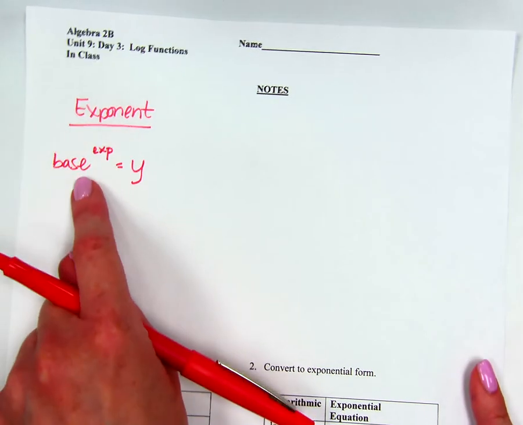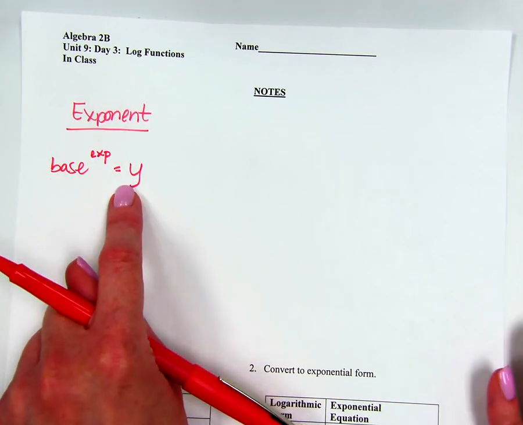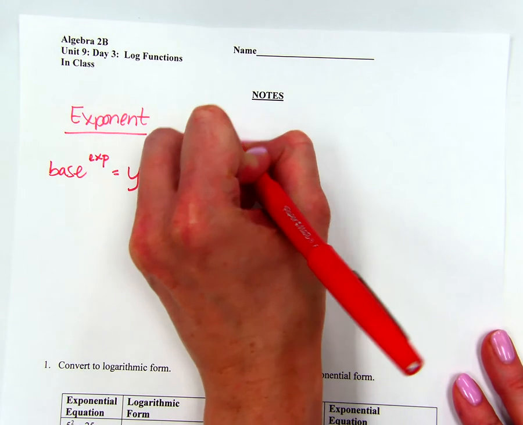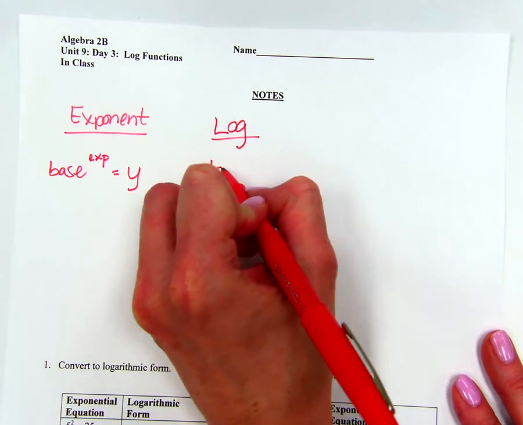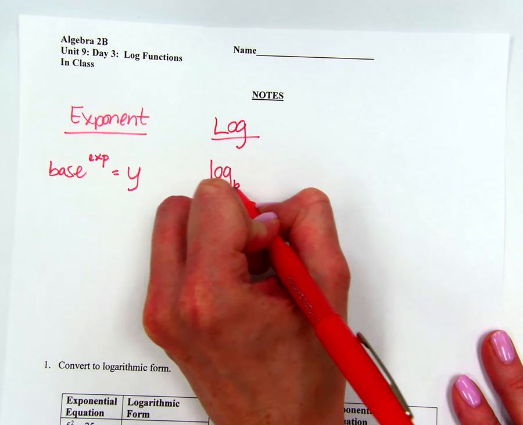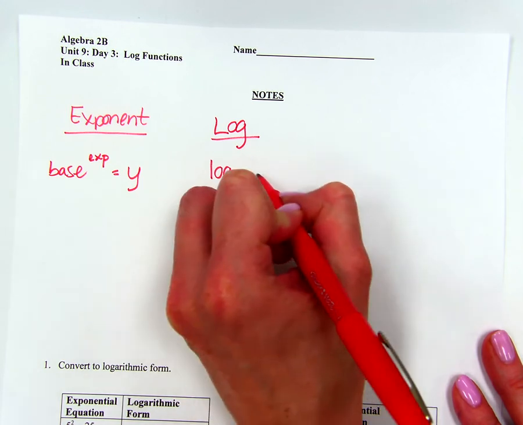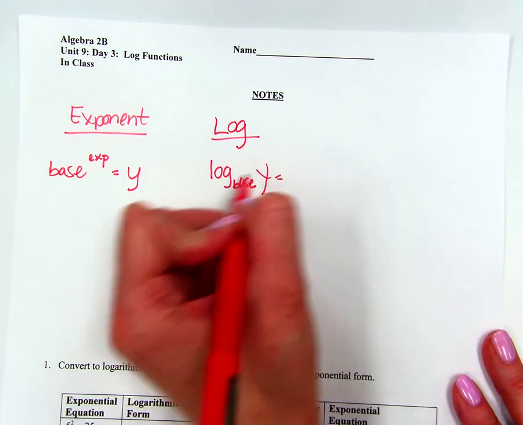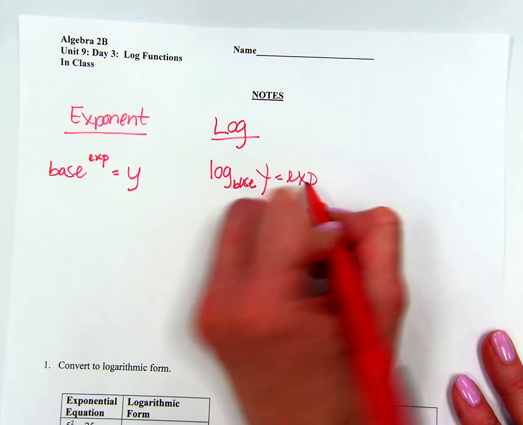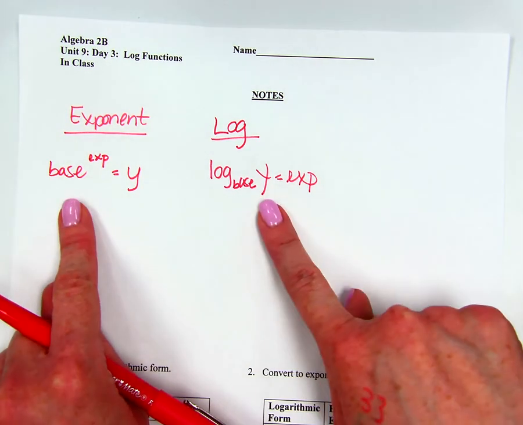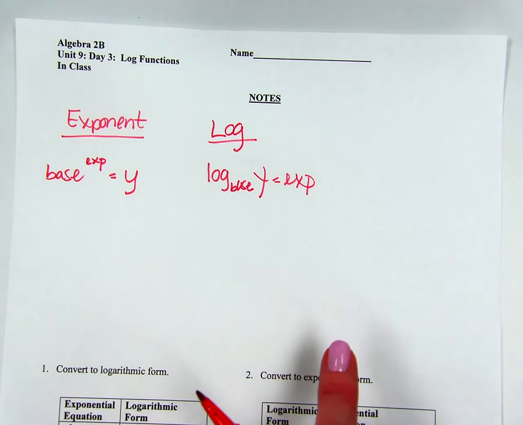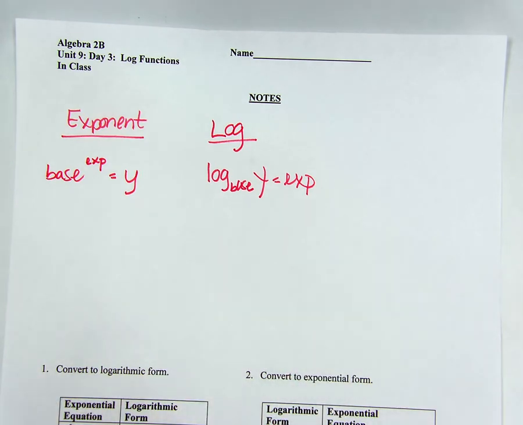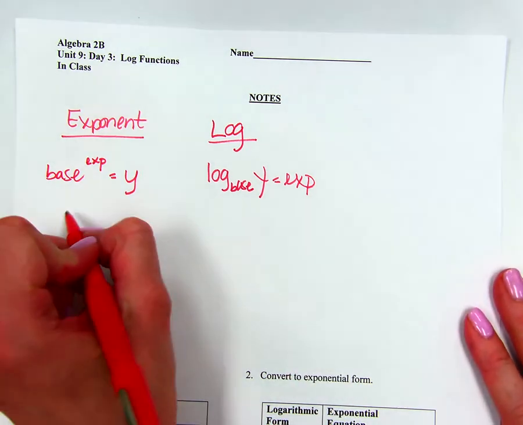So we have our exponent form, which is our base and our exponent here, and then we also have our log form. So here we take our log, and then we have our base down here, and then our exponent goes on the other side. So you can see we're using the same terms in both of these, but we're going to go from exponent to log form, and log back to exponent. So let's do one example up here.